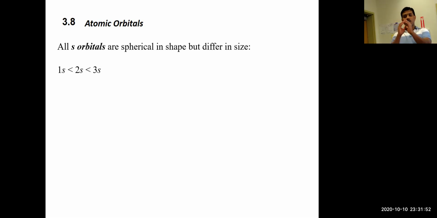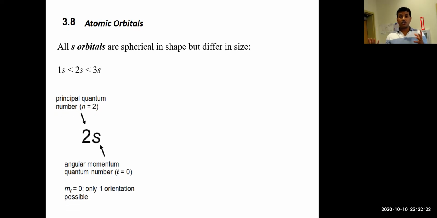We already know the size of the shell: smaller is n equal to 1, larger is n equal to 3, much larger is n equal to 4, and so on. So what we are saying is, yes, there are s orbitals that have the same shape, but if they are found in different shells, they are going to be different sizes. And that is only true for the s orbital, because the shape of the s orbital is like no shape, it is just everywhere. There are no x, y, z coordinates, because for s, the m value is 0.